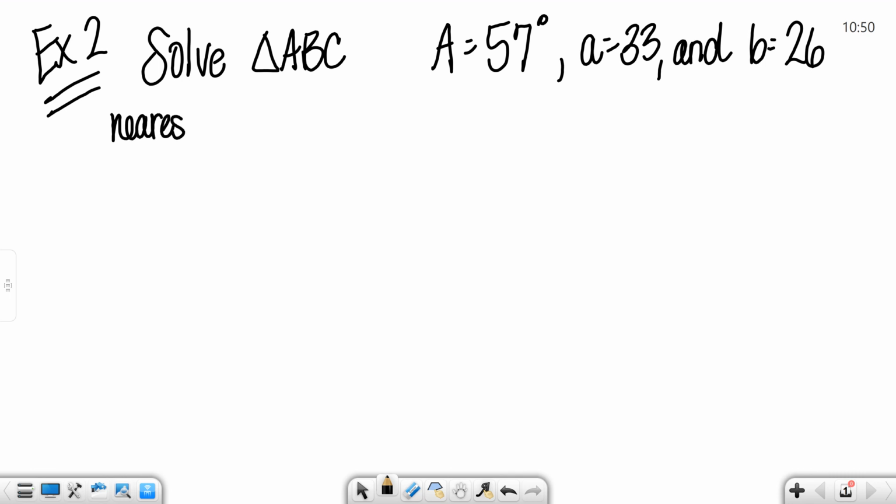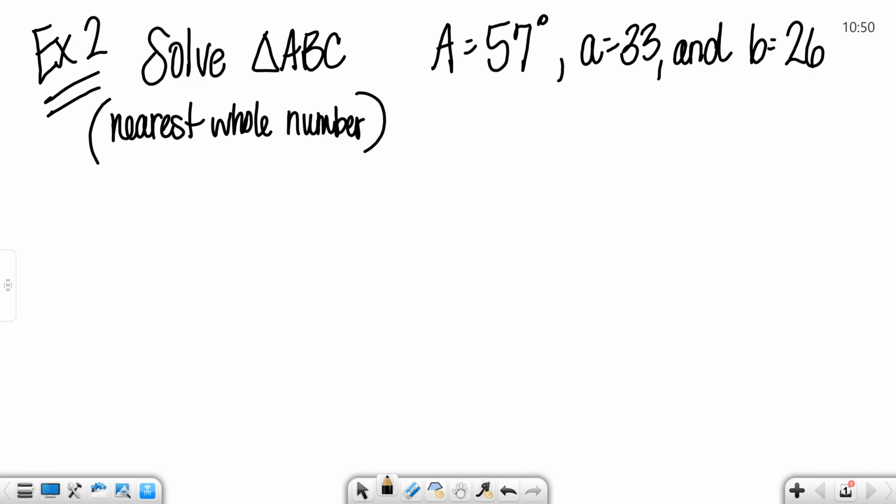Let's round all of these to the nearest whole number. Pay attention to what they ask you to round to in my math lab. All right, so we're going to round this one to the nearest whole number.